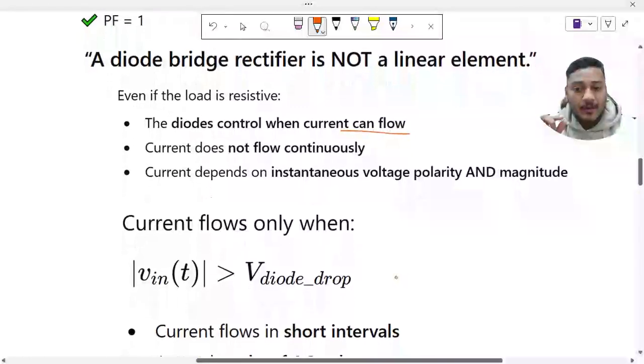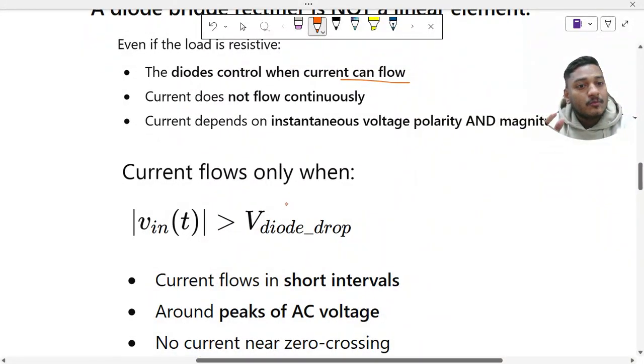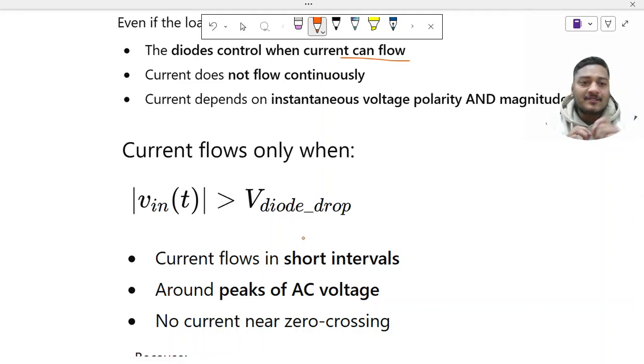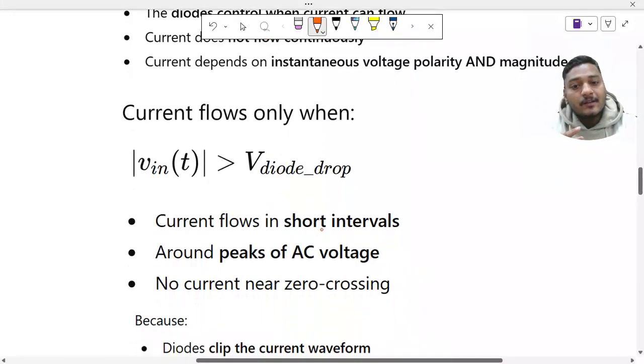I will just come quickly. Current is going to flow in my circuit when V in of t is greater than the V diode drop. Once I know the characteristics of the diode, after some voltage drop only the diode will start conducting. So V in of t should be greater than that drop, then only it is going to conduct. So current flows in the interval around the peak of the AC voltage.